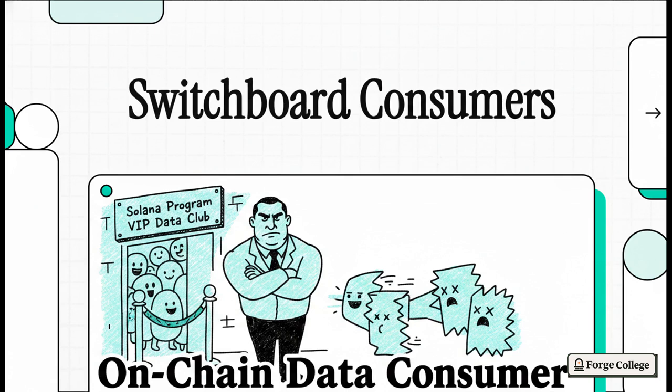To make sense of this highly technical process, I want you to imagine your Solana program as this exclusive, high-end VIP data club. Now, today we aren't building the club and we aren't inviting the guests. Today, we're hiring a strict, uncompromising bouncer to stand right at the front door. Our bouncer is the on-chain data consumer, and their whole job is to keep the bad data out.